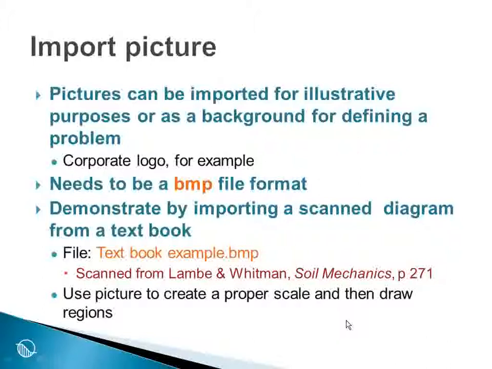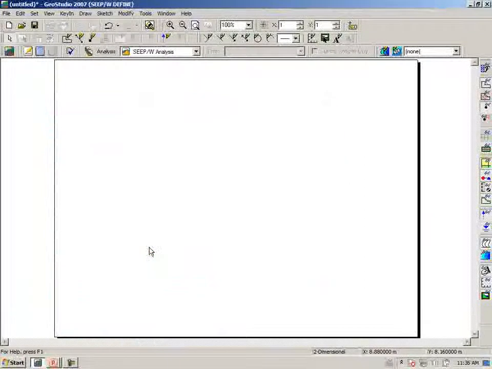And then once I have imported the scanned bitmap, I'm going to use the picture to create a proper scale and then draw regions. Going to GeoStudio then and creating a new CW analysis. And once we have created a new CW analysis, then we have a blank page.